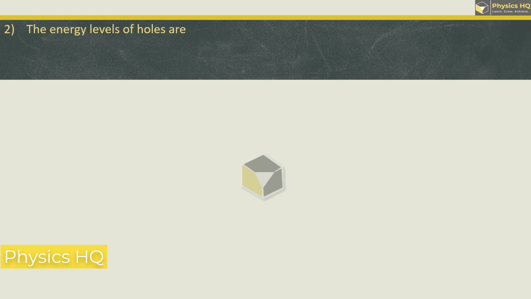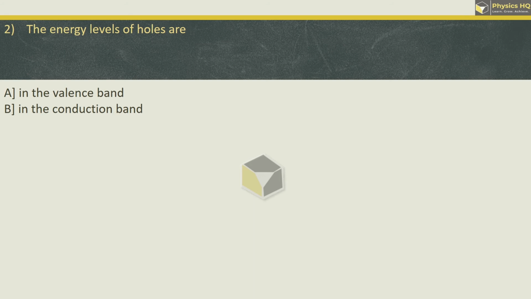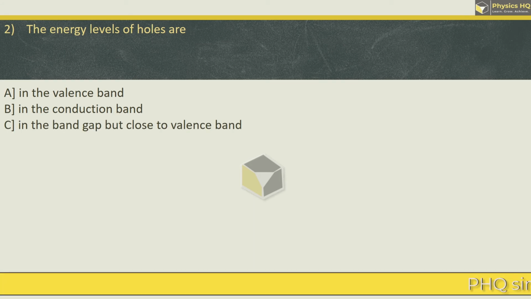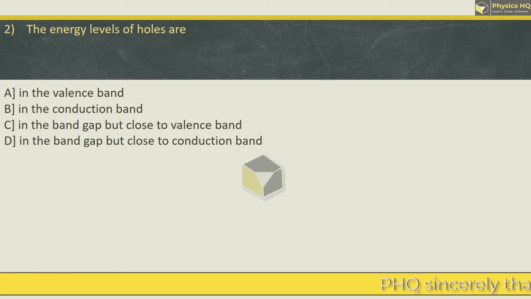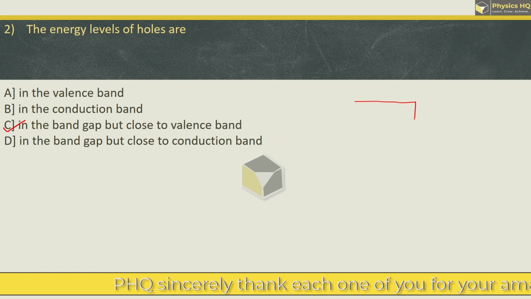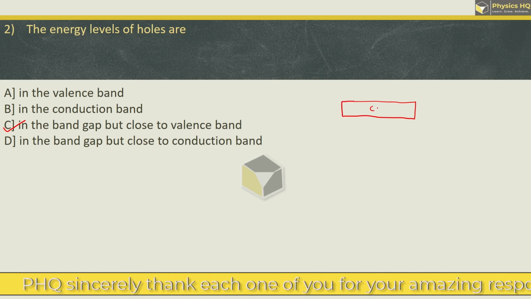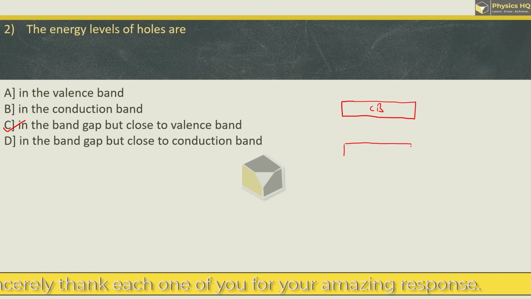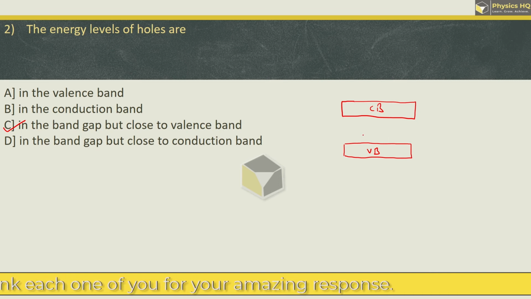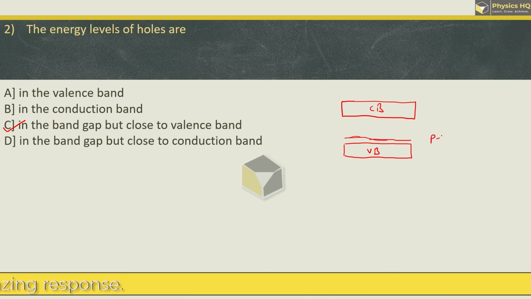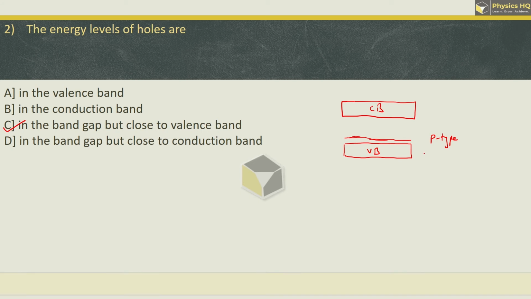The energy level of holes are in the valence band, in the conduction band, in the band gap but close to valence band, in the band gap but close to conduction band. So the correct option here is option C. Let me show you all. This is the conduction band, let us say, and this is the valence band. Now this energy level of holes are formed somewhere over here, which is near to this valence band, and this happens in p-type semiconductors. Therefore option C is the correct option.